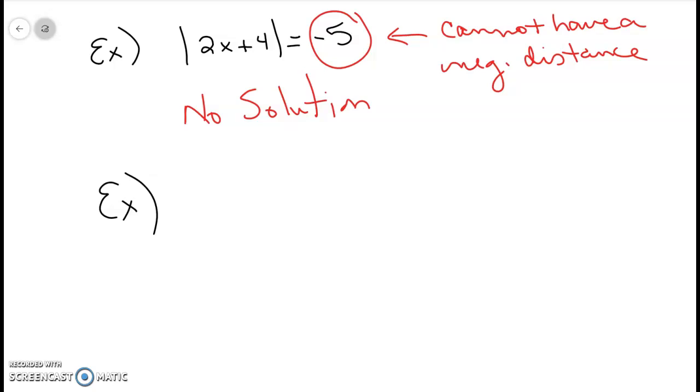Now, the other possibility, let's say, oh, you know what? We're not doing inequalities yet, so let's just stick with that. That would be it. Don't even worry about that one.